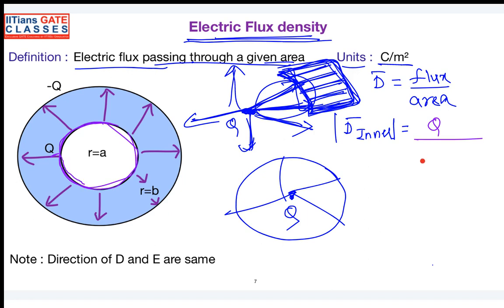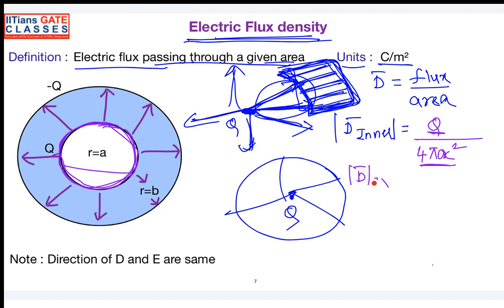Please tell me. So Q by 4 pi b square. I was just saying the magnitude, right? So there is a minus Q, of course, I was not considering it. It is a magnitude: Q by 4 pi b square.